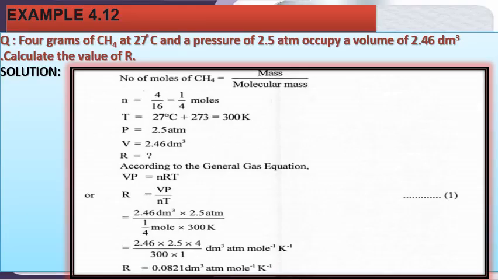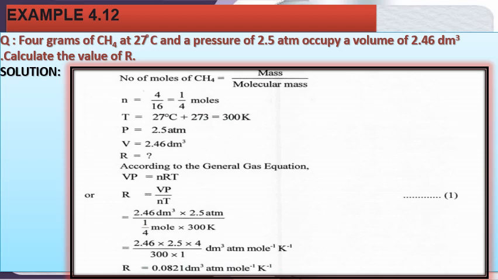Here it is given an example, a solved one, that 4 grams of CH4 at 27 degrees centigrade and a pressure of 2.5 atmosphere occupy a volume of 2.46 dm cube. Calculate the value of R. Now it is quite easy. You have been given the values of pressure in atmosphere and the value of the volume in dm cube. So ultimately you should know what you have to do: convert the temperature into Kelvin.